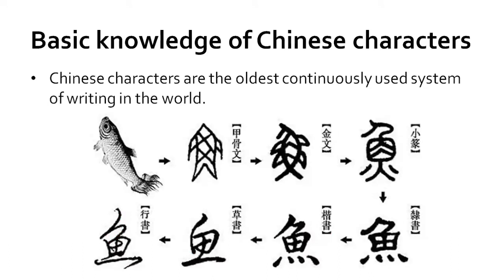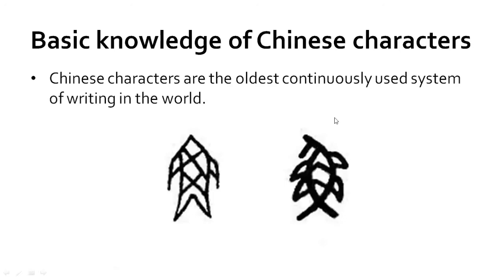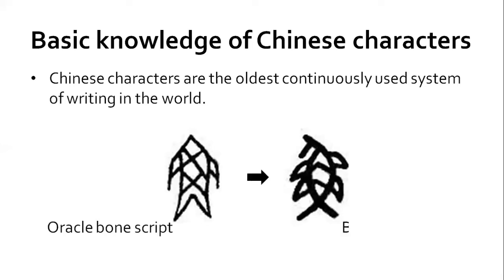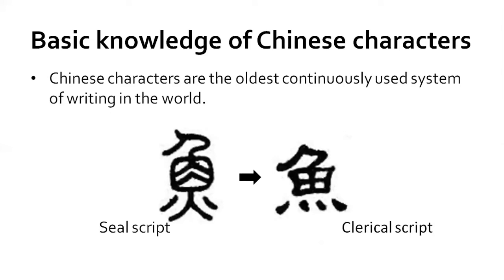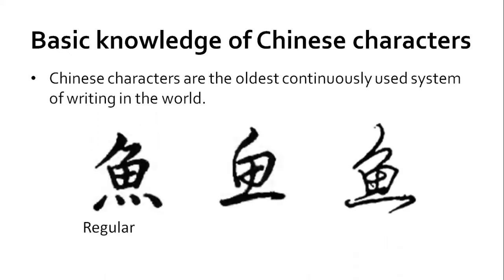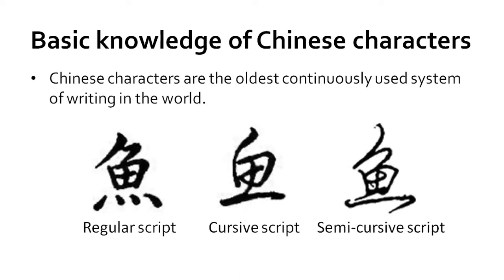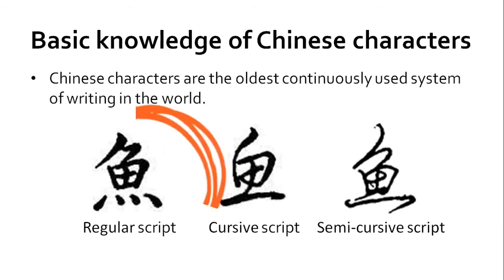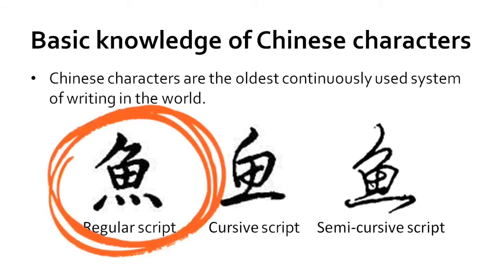Chinese characters are the oldest continually used system of writing in the world. The Chinese characters we see and use today have undergone many thousands of years of evolution. Here is the evolution of Chinese characters. Chinese characters evolved from oracle bone script to bronze script, and then seal script to clerical script. Finally, regular script, cursive script, and semi-cursive script. And now, regular script is the reference standard for Chinese handwriting.